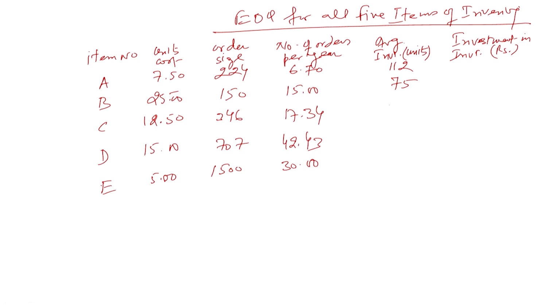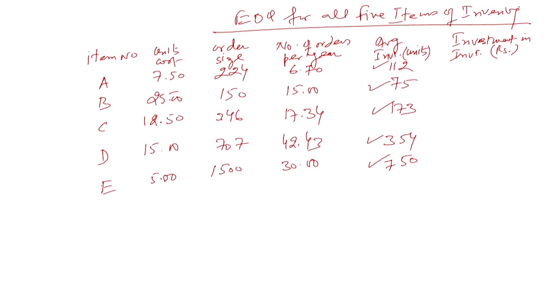346, so it means we have 173. Here in this case it is 354, and in the last case we have 750. This is the number of average inventory, the units which are there in the inventory. Now you can easily find out the investment in the inventory. That is the number of units you have here: 112, 75, 173, 354, 750 units are there.